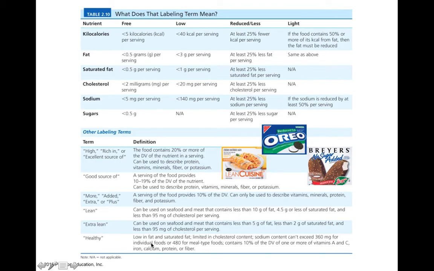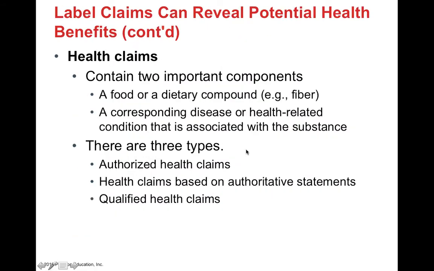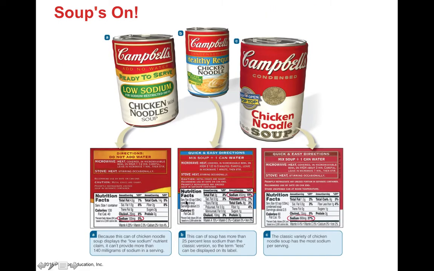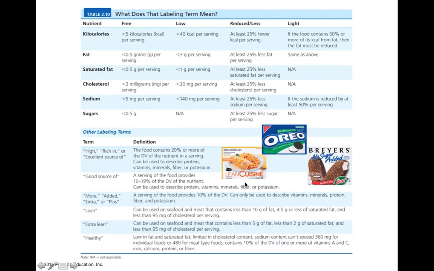And then healthy just means that it's low in fat and saturated fat, limited in cholesterol, etc. The sodium content can't exceed 360 milligrams, or 480 for meal type foods. Again, if you go back to the soup, that's going to be right here, 450 in one serving of soup. And then it also has to contain about 10% of vitamins A and C, iron, calcium, protein, or fiber. So some labeling terms are worth sticking to, and others have much less weight. Something that's called light, for example, might have much less weight.